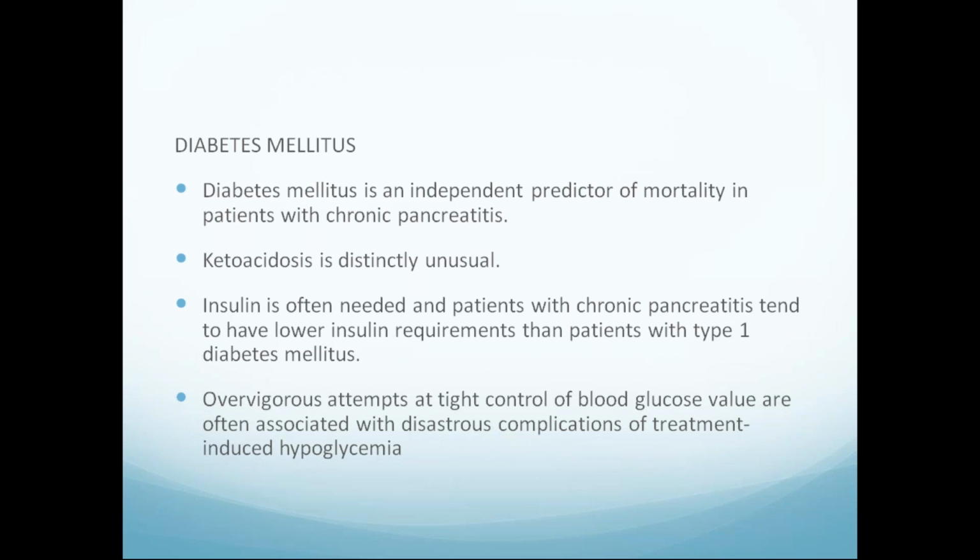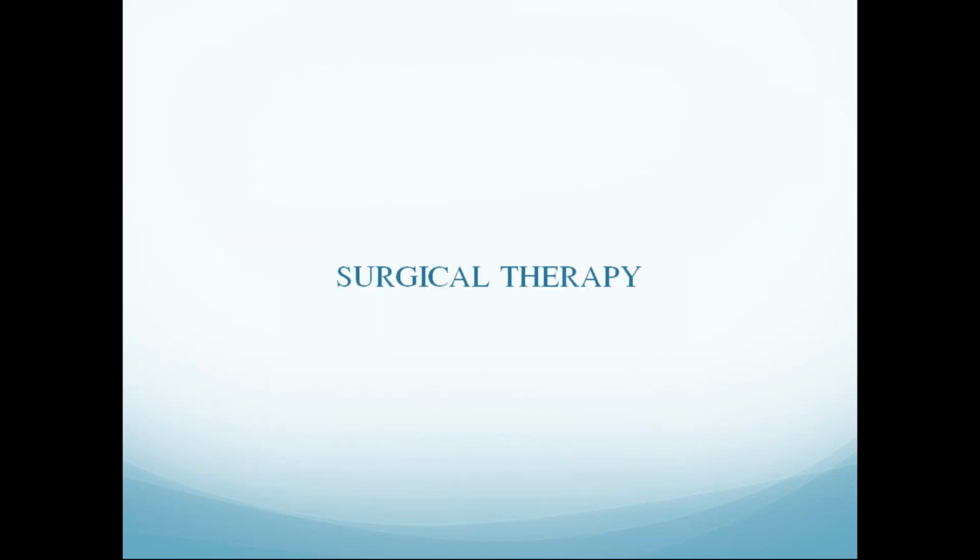Ketoacidosis is distinctly unusual. Insulin is often needed, and patients with chronic pancreatitis tend to have a lower insulin requirement than patients with type 1 diabetes mellitus. Overvigorous attempts at tight control of blood glucose values are often associated with disastrous complications of treatment, such as induced hypoglycemia. So these are the medical management modalities. First we have to manage the patient's symptoms, then the progression of the disease, to prevent the progression.